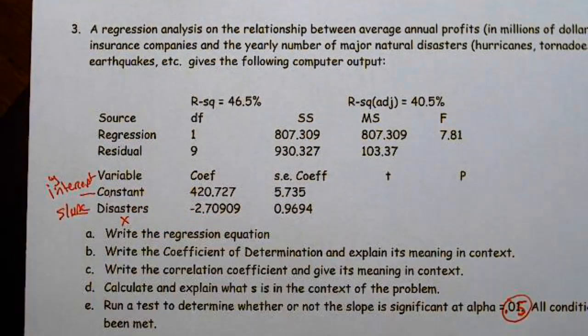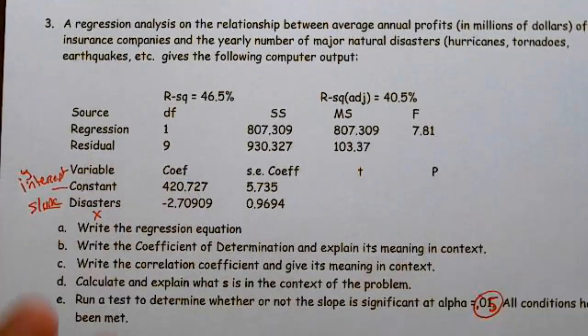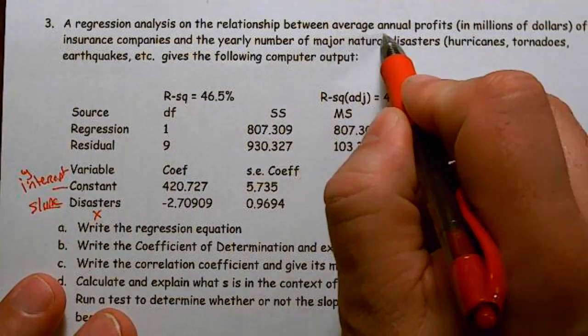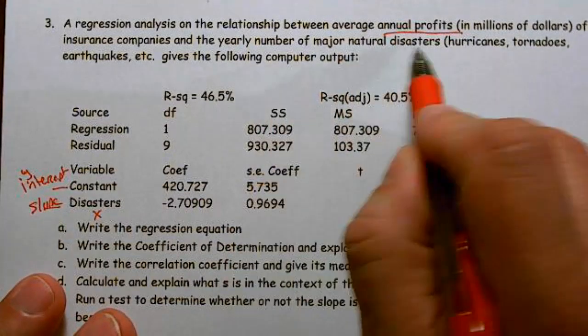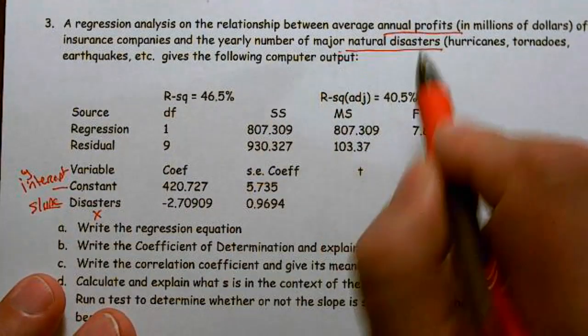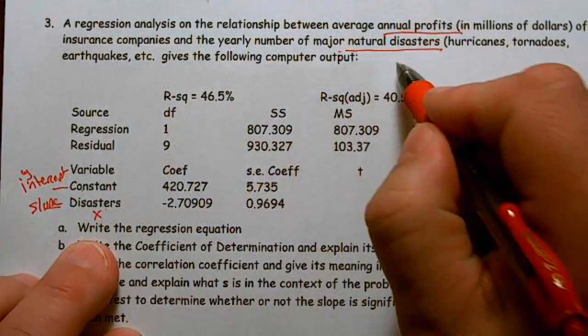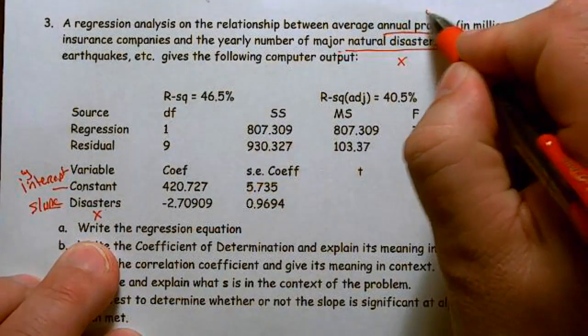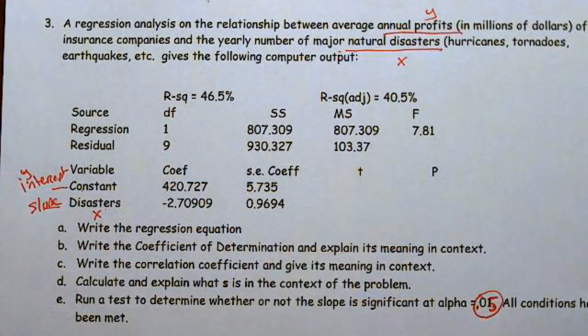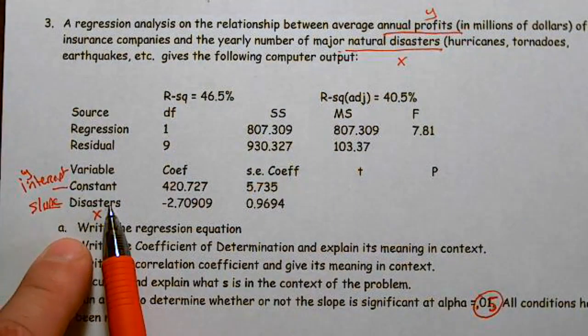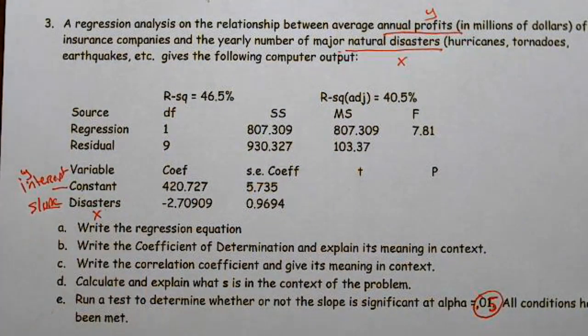That single word always tells me what my x is, even if I can't distinguish here. But I know that they're saying annual profits versus natural disasters. So because this is my x, this must be my y. Reading it, I would not have known, but here it gives me the hint. The very first thing it asks me to do is write the regression equation. And they will say this all the time.